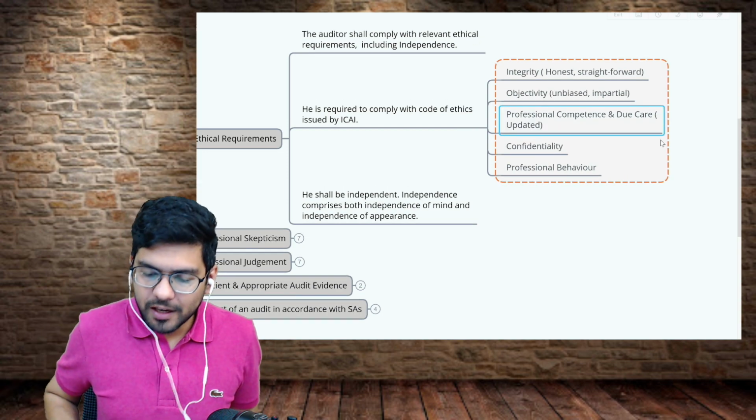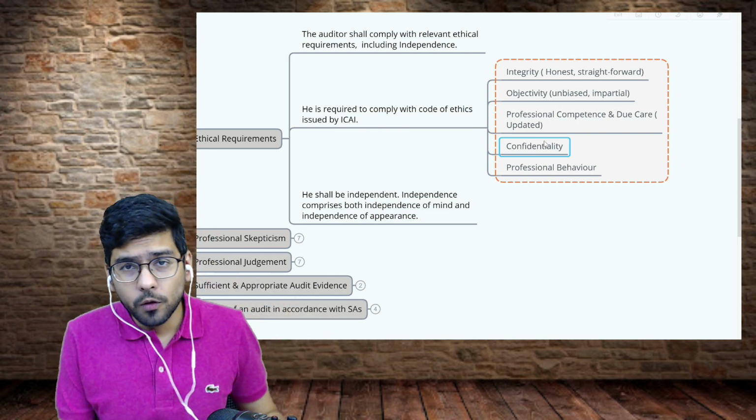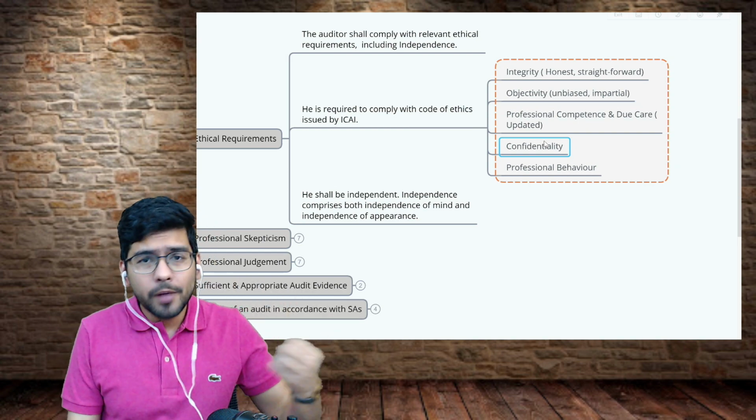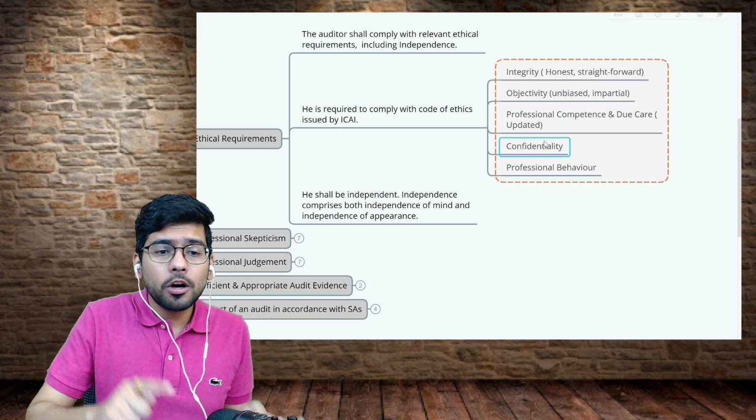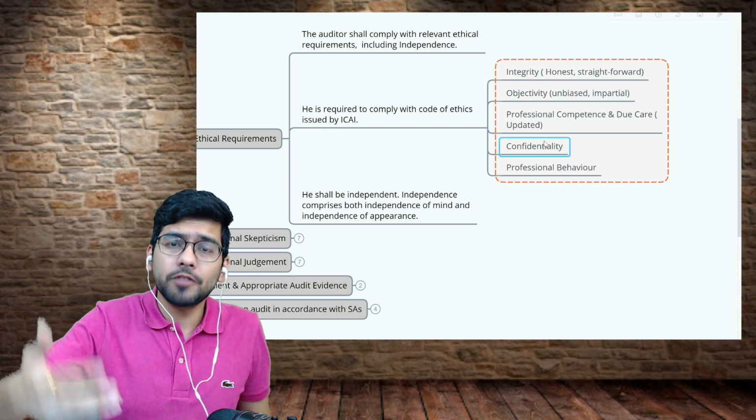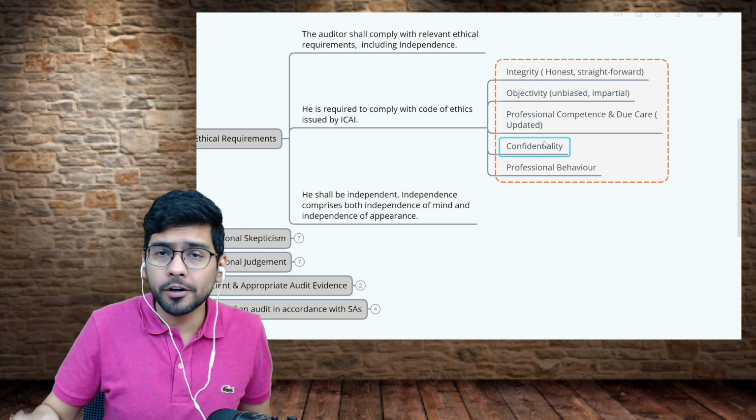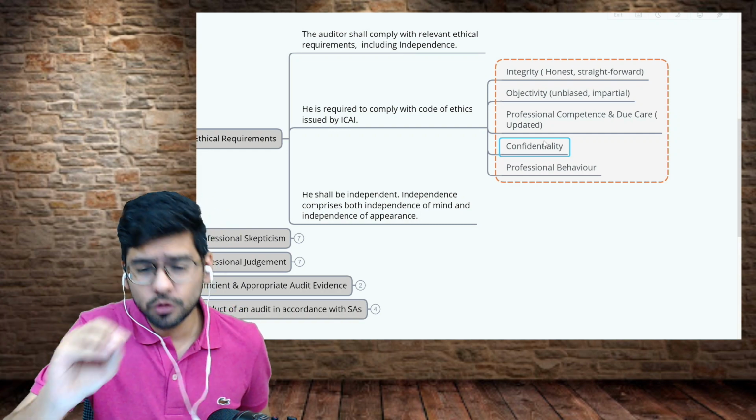Next is confidentiality. What does confidentiality mean? When you are auditing, during the course of audit you might come across a lot of information of your client. This information you are not going to disclose to any third party. You are not going to disclose any information which you come across during the course of audit of a client to any third party. However, there are two exceptions to this.